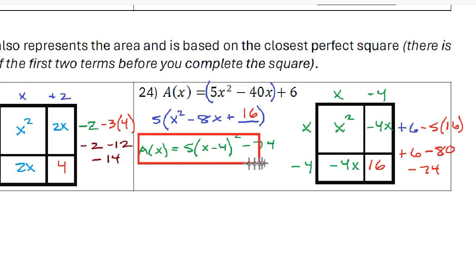Class, I'll let you know, if you graph either of these equations, the original one or the new one, they will graph exactly the same because we kept it in balance. We had to add 16 here, so we added 5 times 16, which was 80. So we have to subtract 80 from this leftover, and there's what we have at the end. Perfect square and the leftovers.